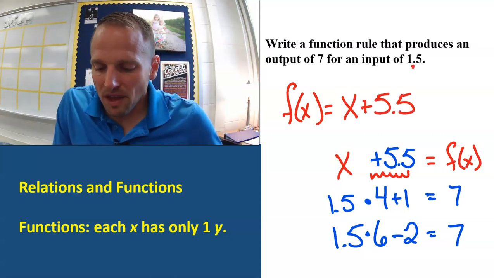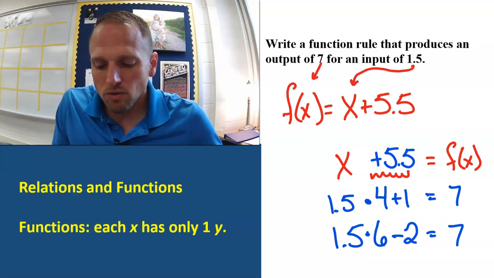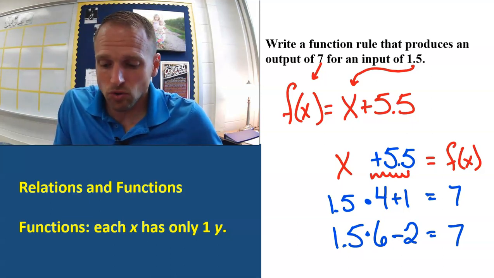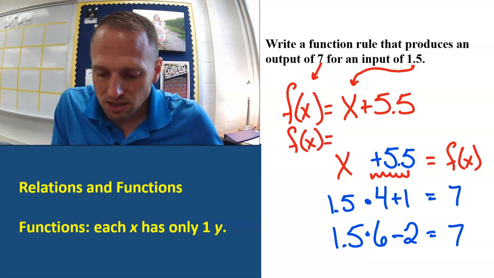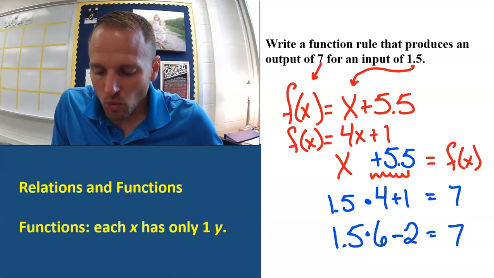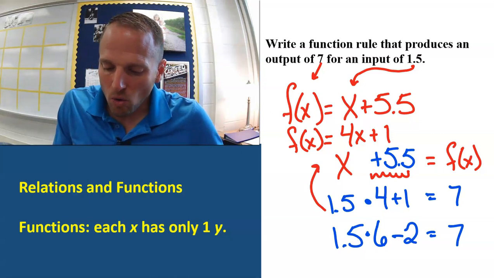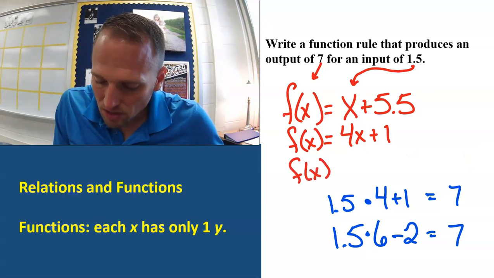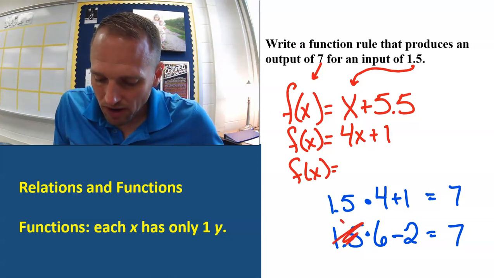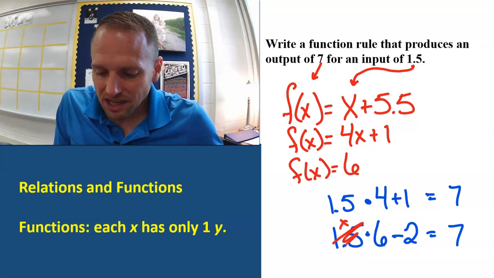Let's see if it works. If I put 1.5 in for x, am I going to get an output of 7? 1.5 plus 5.5? Yeah, I sure do. Let's write some of the other ones too. F of x, we could say, is equal to 4 times x plus 1. That was this one right there. Or let's write this bottom one as a function rule. F of x equals, this 1.5, that was our x, right? So this would be 6 times x minus 2.